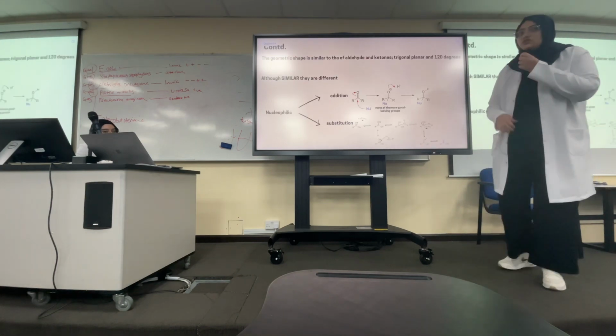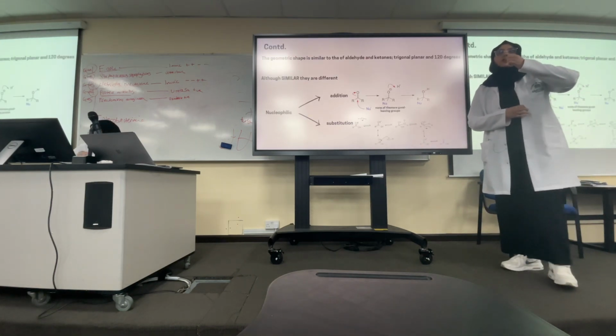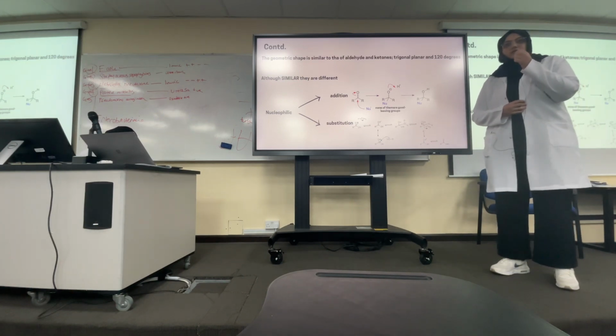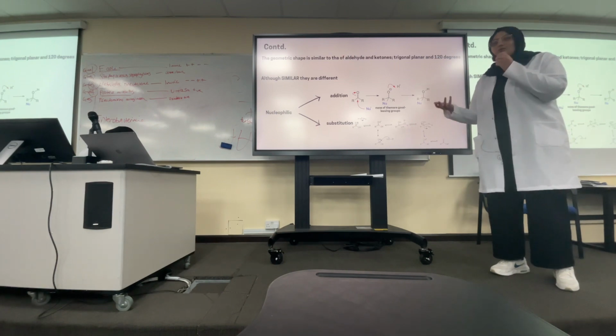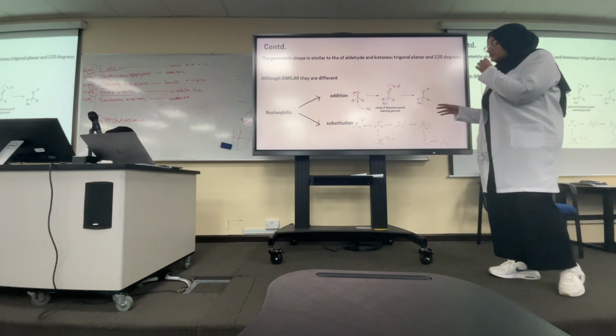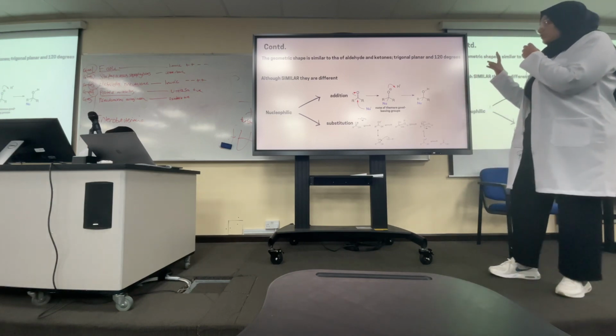So, the geometric shape of my carboxylic acid. How many bonds do I have around the carbonyl carbon in my carboxylic acid? 3. So what shape is it going to be? Trigonal planar. So what's my angle? 120. They're definitely going to ask you about that.